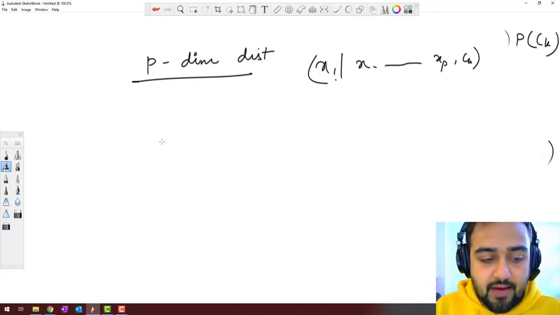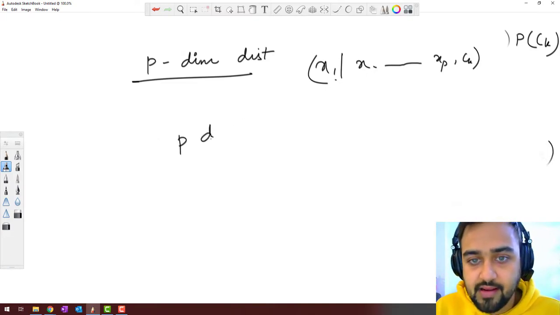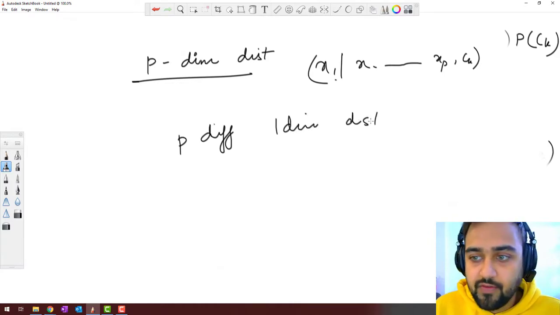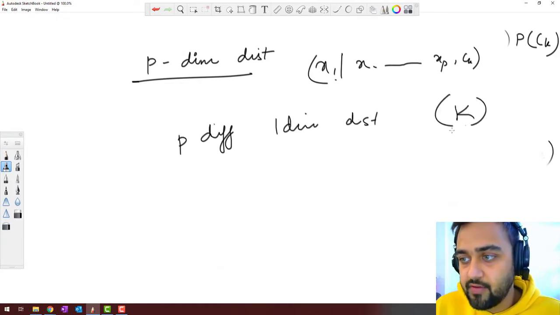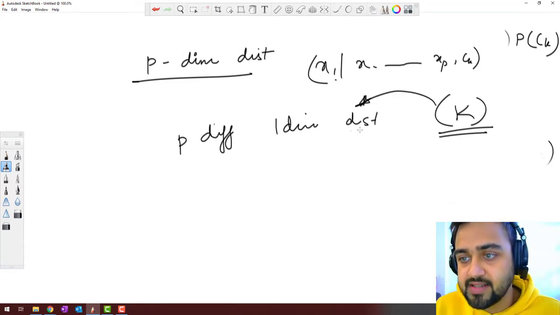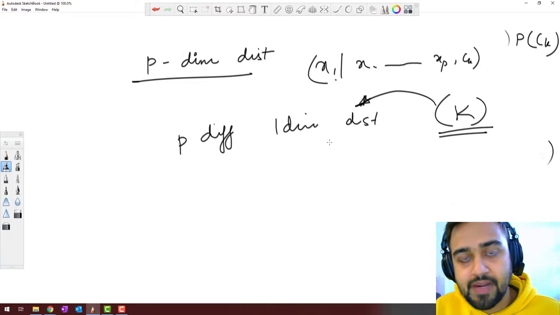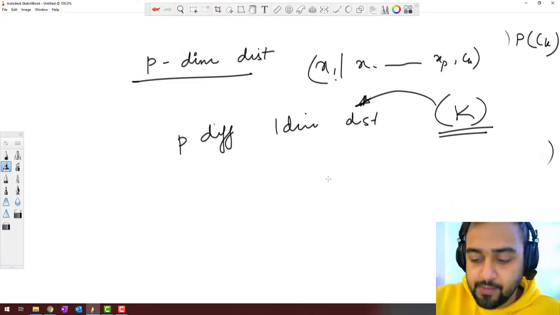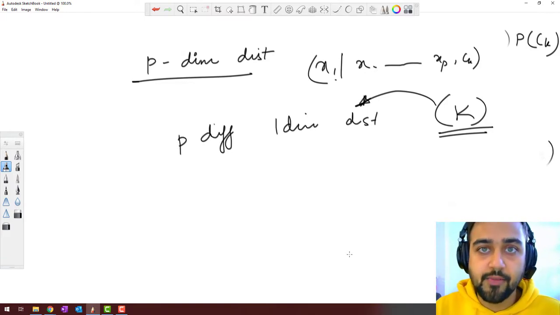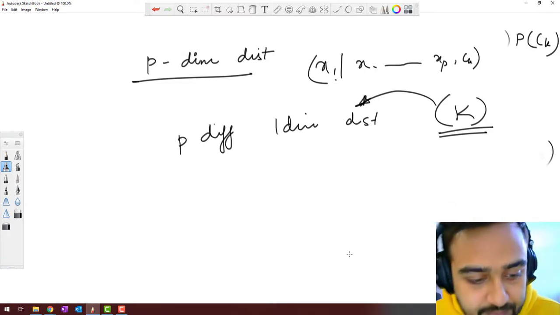Now, due to this independence assumption of the features, we just now have to estimate p different one-dimensional distributions, right? For each of the k classes. For one of the classes, we do these p different one-dimensional distributions, multiply them, get the probability for that class, compare the probability for k classes, and find the maximum of it. The maximum probability will give you the class that the data point should be associated with.